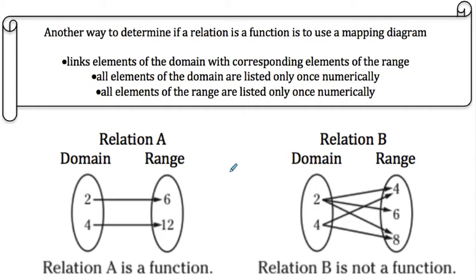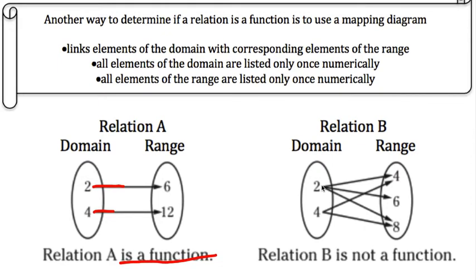Okay, so all we look at is the domain. If every number in the domain only has one line coming off of it, then it is a function. Okay, relation A is a function. But if even one of our numbers in the domain has more than one arrow coming off of it, it is not a function. It doesn't have to happen to everything in there, just one of them has to have more than one arrow coming off of it.